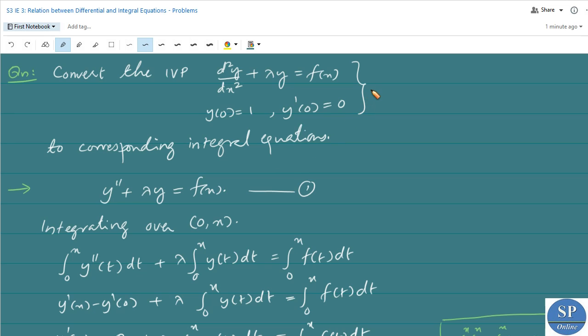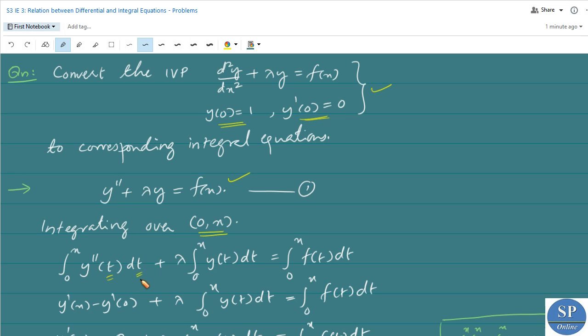So this is a second order initial value problem because we are given the initial conditions. So we can convert this differential equation or initial value problem into a Volterra integral equation. Here the given differential equation is y double dash plus lambda y equal to f of x. So we are integrating over the interval 0 to x. So we will get integral 0 to x y double dash of t dt. We are taking the auxiliary variable as t for convenience.